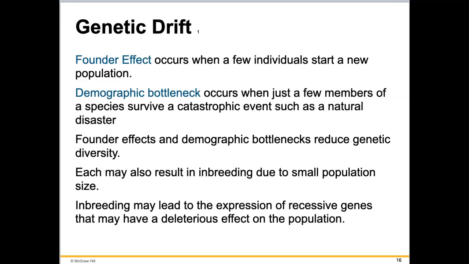So this is population biology in a nutshell. Don't worry about the math, but do worry about the vocabulary and the concepts.